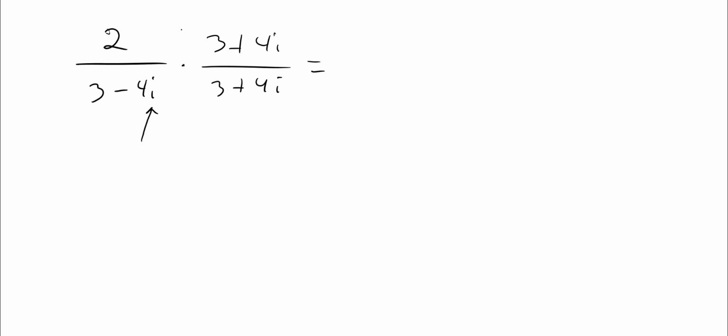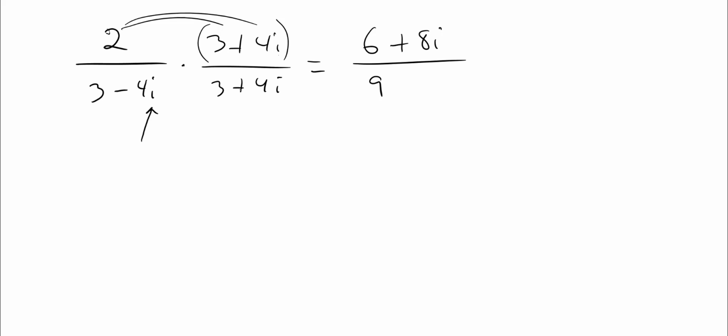So on top you get 2 times 3. You make sure you distribute. So it's going to give us 6, and 2 times 4i is plus 8i. And in the denominator, I'm going to get 3 times 3 is 9. Remember, the middle terms cancel, and you're left with just the squares. So it's 9 and then minus 16i squared. And of course that's plus 16 here. So my answer is really 6 plus 8i over 9 plus 16, which is 25, and that's my answer.